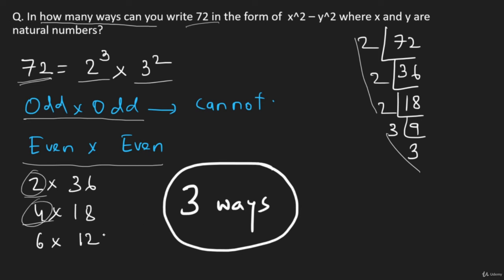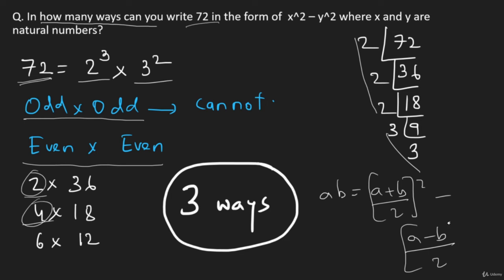Now we know how to write the 3 ways, but it's not required to solve the question. Remember, you apply AB is equal to ((A plus B)/2) the whole square minus ((A minus B)/2) the whole square, right? You can apply this to these 3 cases and you will get 3 ways in which you can write 72 as x square minus y square.